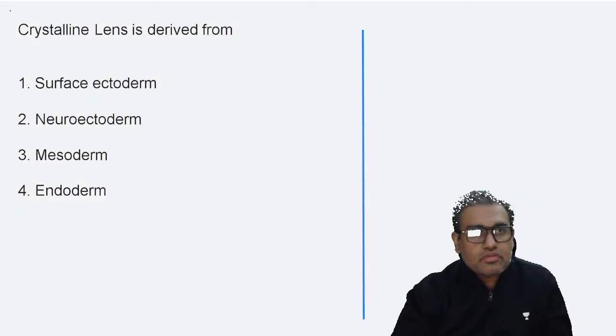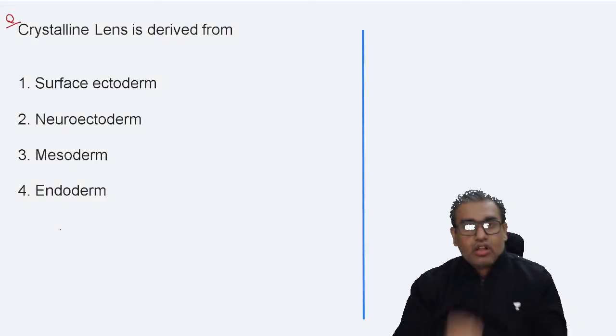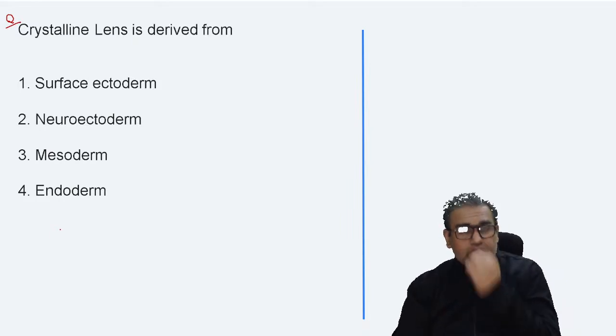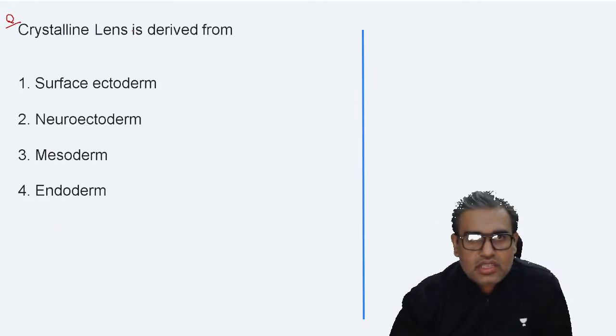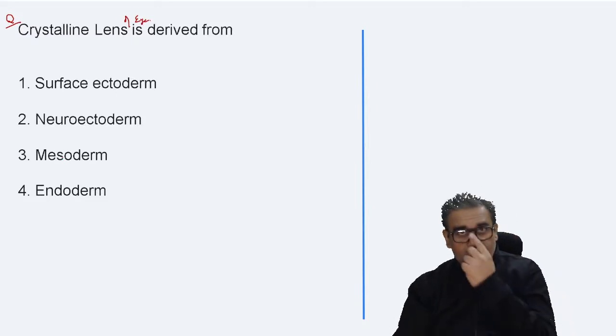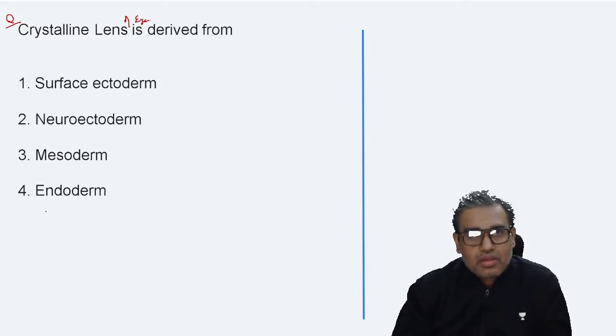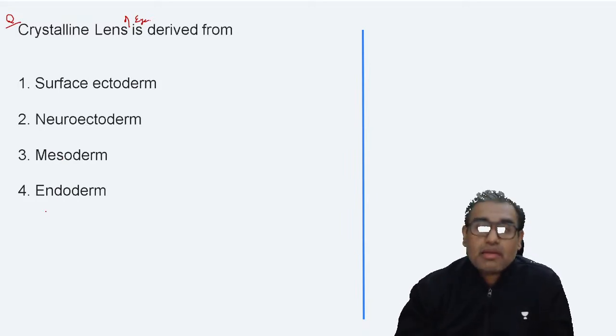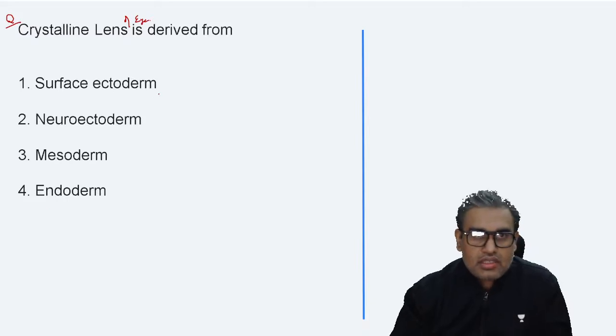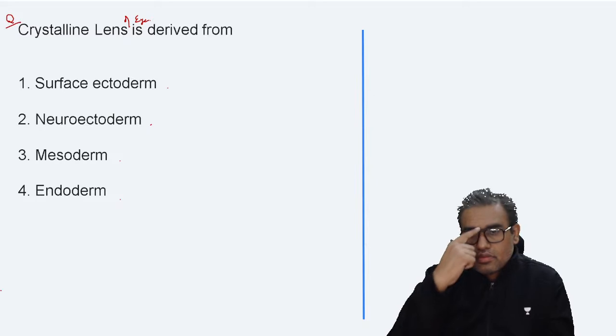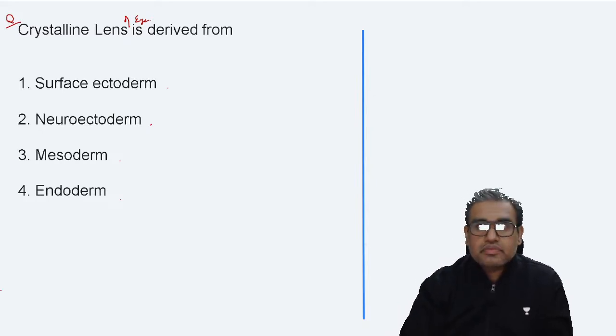Let's see the next question then. And here comes the next question. Embryology question. All the best. The crystalline lens is derived from. Crystalline lens of the eye is derived from. The lens of the eye, which is the bread and butter of the ophthalmologist, cataract and all. But that lens is embryologically coming from where? Is it surface ectoderm, neuroectoderm, mesoderm, or endoderm? A, B, C, D. Yes, try to give the answer. All the best.